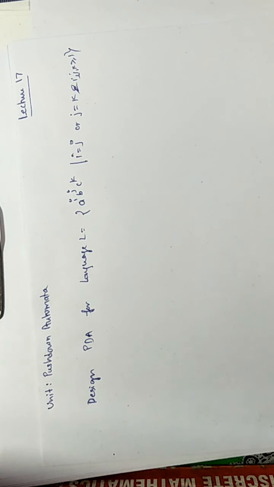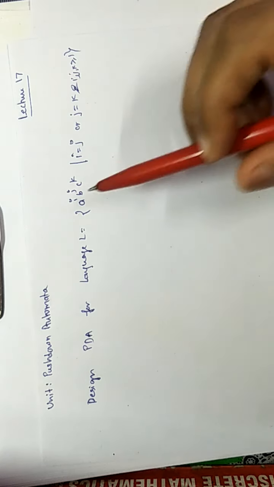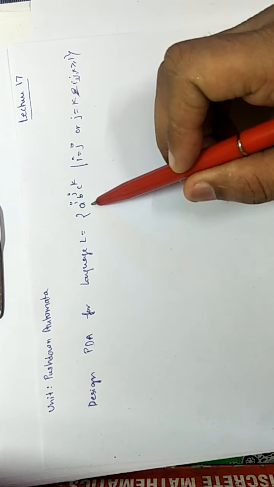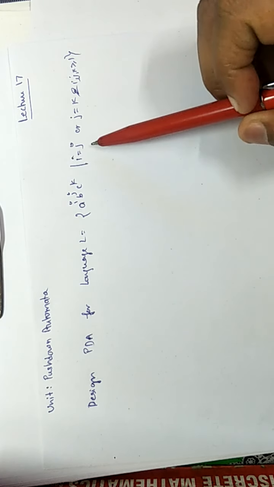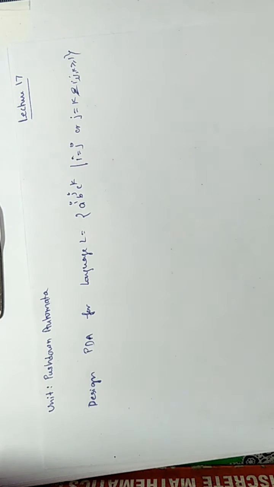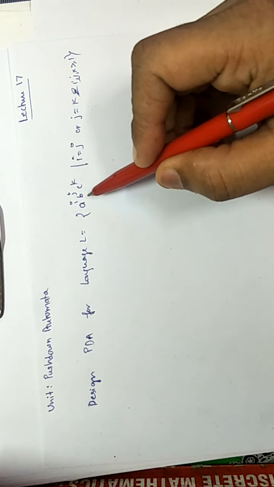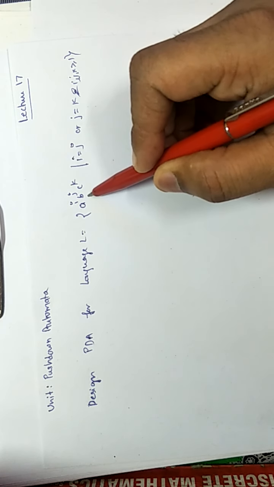Welcome everyone to lecture 17 of unit 4. In this lecture we are going to design a PDA for a raised to power i, b raised to power j, c raised to power k, where i equals j or j equals k, and this is the same language for which we designed a PDA in the last lecture. In the last lecture we took the decision on reading b.